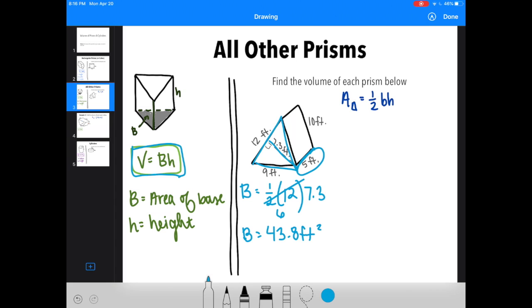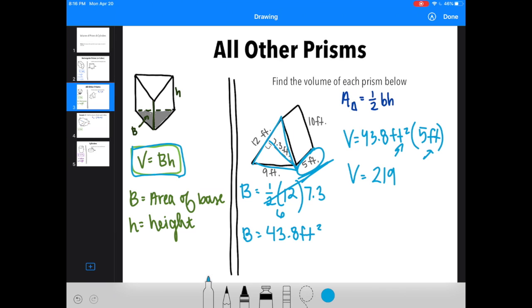All right? Okay, let's think about this a step further. When I come here and plug into my volume equation, I'm going to multiply by this area, so 43.8 feet squared, multiply that by my height of my prism, which would be 5 feet. All right, so I'm going to take 43.8 times 5 feet, and that gives me 219.